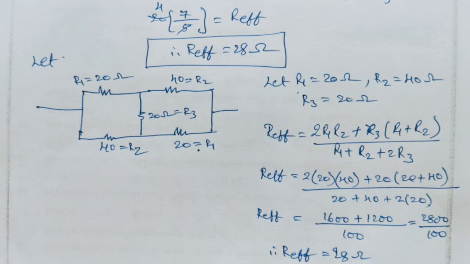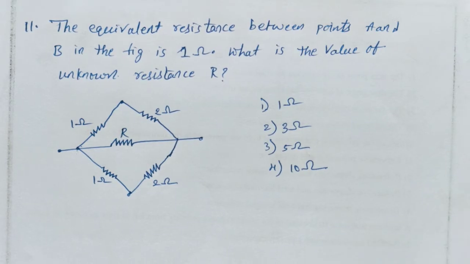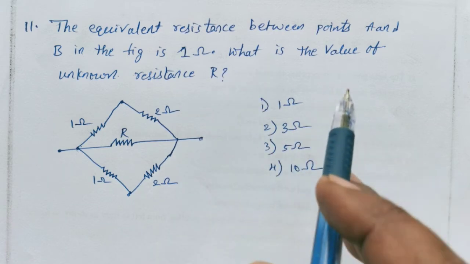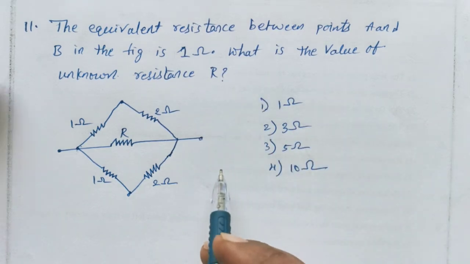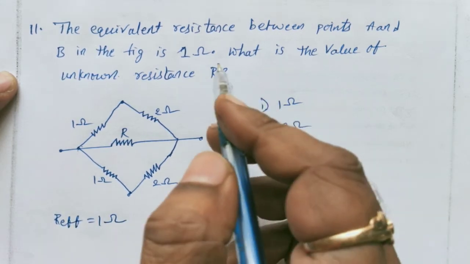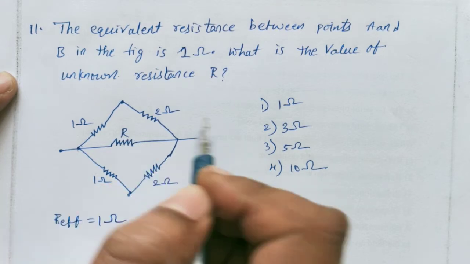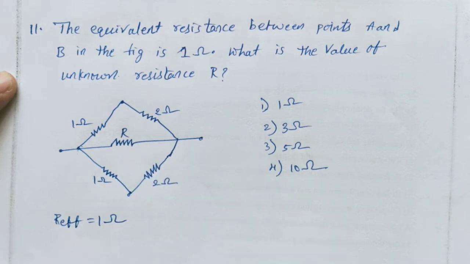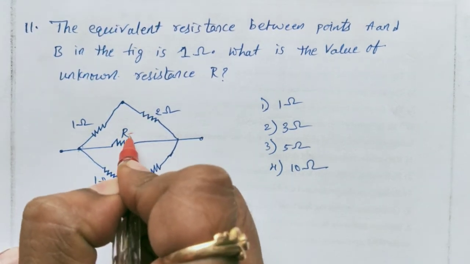Okay students, later few more problems we will discuss now. So students, this is a very simple problem for you. So how to solve this problem, once we will think it. The equivalent resistance between the points A and B in the figure is 1 ohm is given. So R effective value is equal to 1 ohm. What is the value of resistance R? This value we want to calculate.